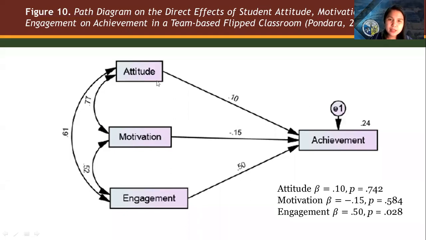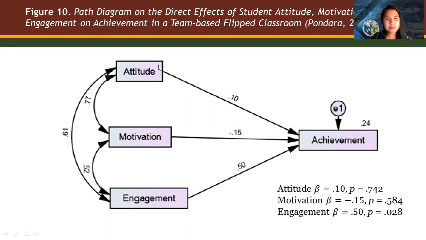Now, if you see this one, these numbers here would represent the correlation coefficient. And this one is also the correlation coefficient. Example, attitude and engagement, that's 0.61. Based on the table, it's a strong relationship. Attitude and motivation are correlated, 0.77. That's a strong, positive relationship. Motivation and engagement, that's 0.52. That's a moderate level of positive relationship.